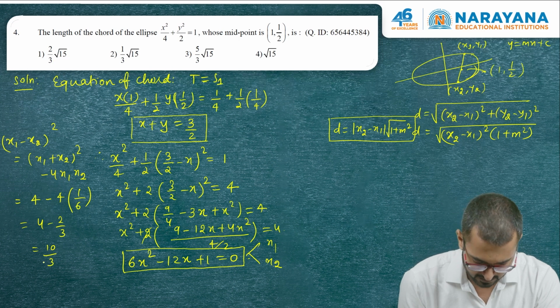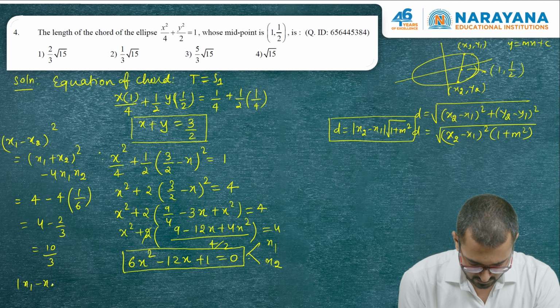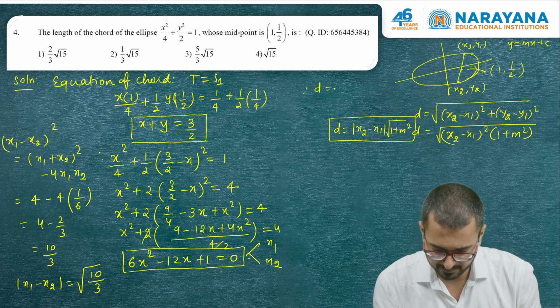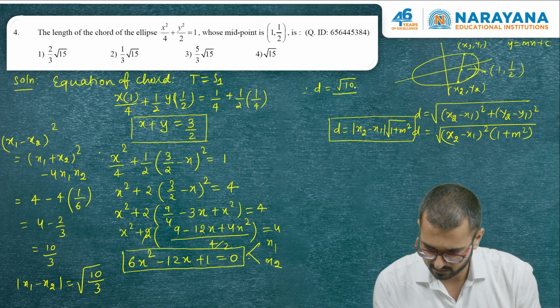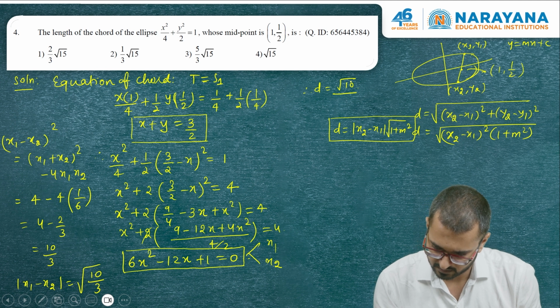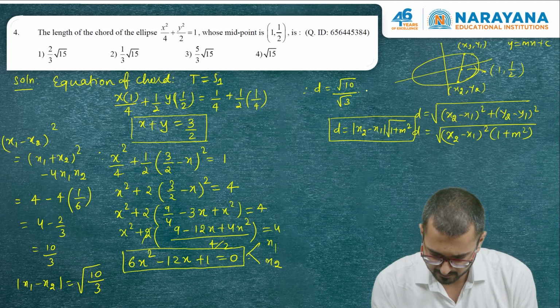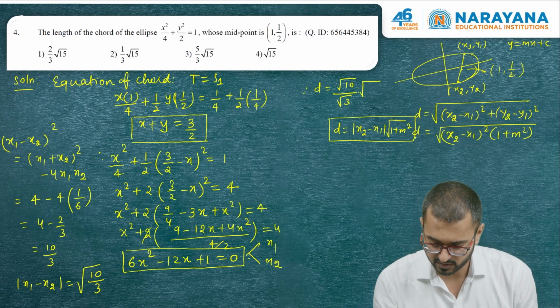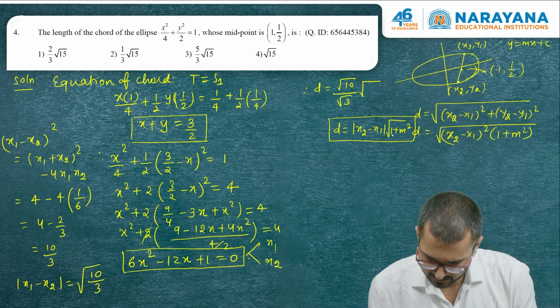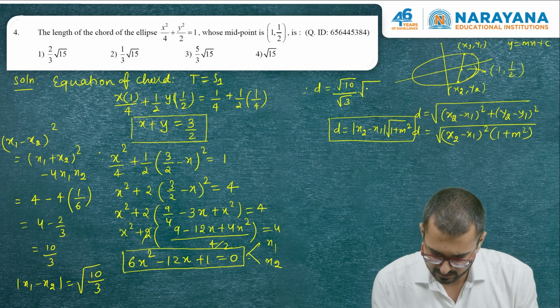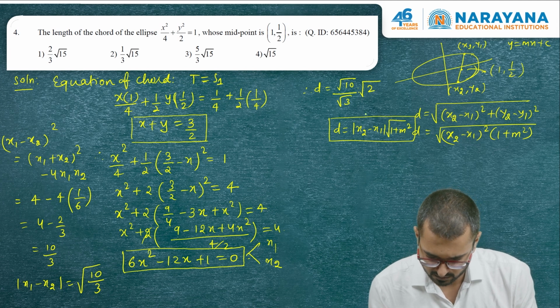10 by 3 we can write down. So x1 minus x2 is going to be basically square root of 10 over 3. We got this thing, we'll now plug in here. So therefore d is going to give me square root of 10 over square root of 3 into root of 1 plus m square. This is basically 1 plus m square, no? So m is minus 1, so it will give me root 2. So this is root 20 by 3. So root 20 by 3 is what?